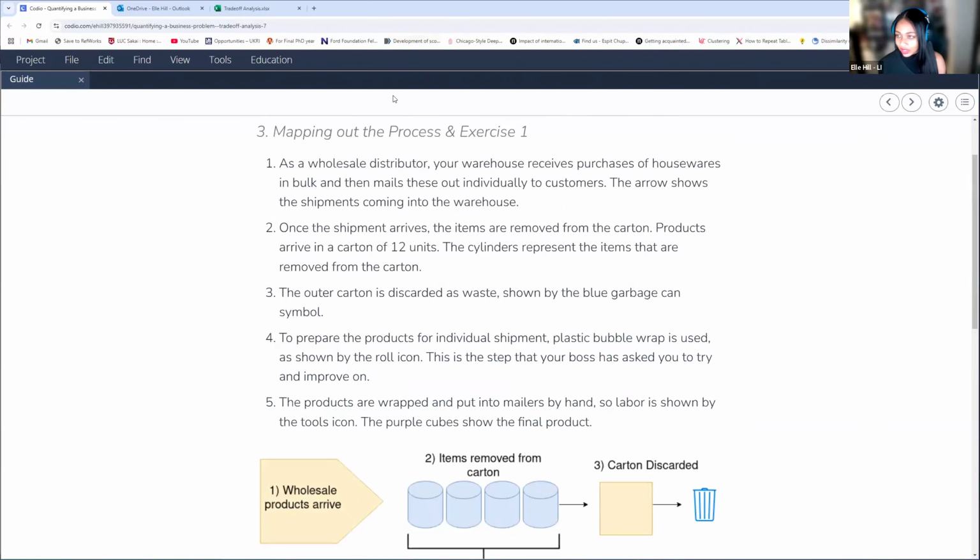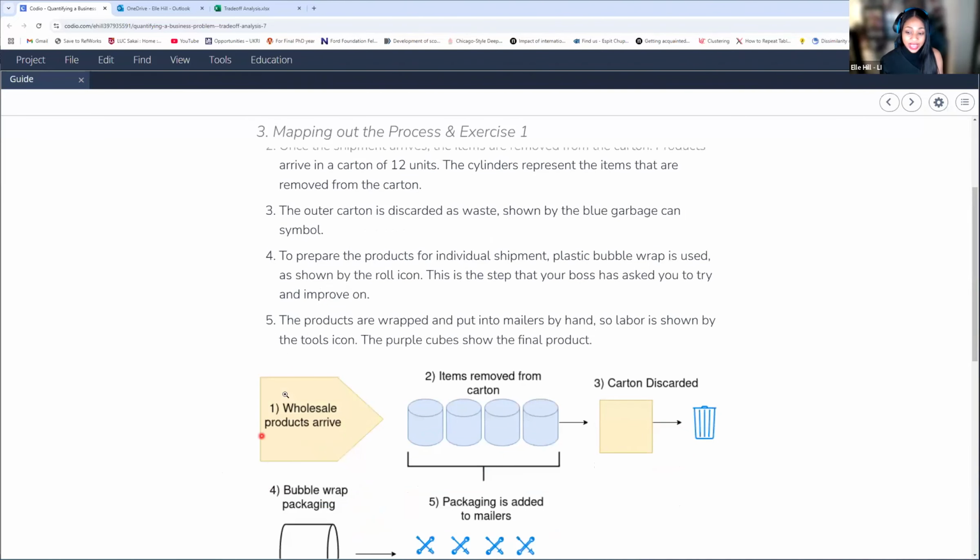Now for the second, and let me get my laser pointer back. Here it is. Once the shipment arrives, the items are removed from the carton. Products arrive in a carton of 12 units. The cylinders represent the items that are removed from the carton. So one, we had our products arrive, and now we've taken our products outside of their packaging.